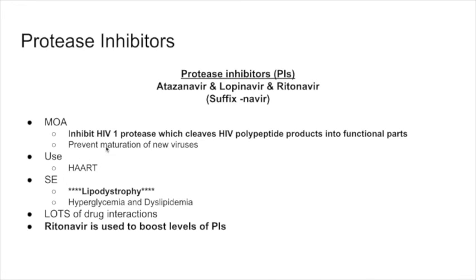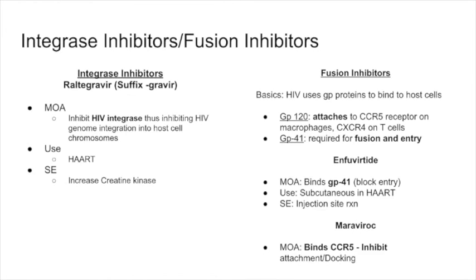Side effects for protease inhibitors, the famous one is lipodystrophy. If you think of protease inhibitors, they have a lot of metabolic side effects. So they cause lipodystrophy, and they also cause hyperglycemia and dyslipidemia. They also have a lot of drug interactions. This is a side note: ritonavir is also used to boost some of the levels of protease inhibitors.